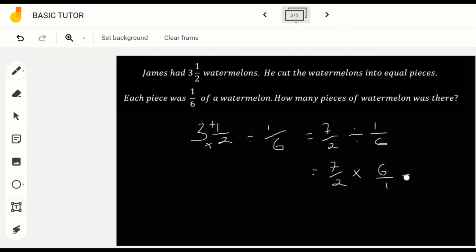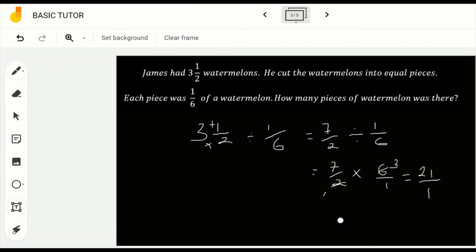Please always remember that when we change the division sign to a multiplication sign, we have to change the fraction that is towards the right of the division sign. So we find the reciprocal of 1 over 6, which is 6 over 1. What next? We can see if we can cancel out. 2 into 2 is 1, 2 into 6 is 3. Then 7 times 3 is 21 over 1 times 1 is 1.